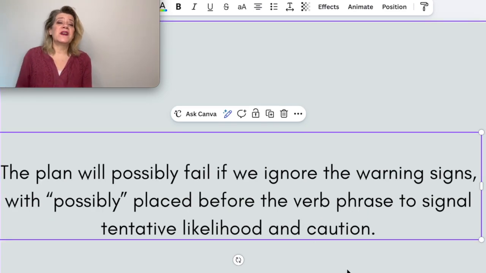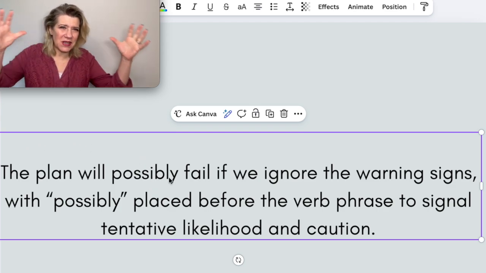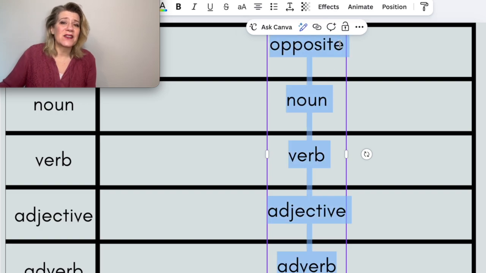The plan will possibly fail if we ignore the warning signs. Here, possibly is placed between the helping verb, will, and fail. Same place, we've been keeping it all along, unless I put it at the very beginning, and then I'm using possibly as a backdrop. It's placed between the verbs, and it signals a tentative likelihood or a caution. We have to worry about this. So possibly means there's a chance.